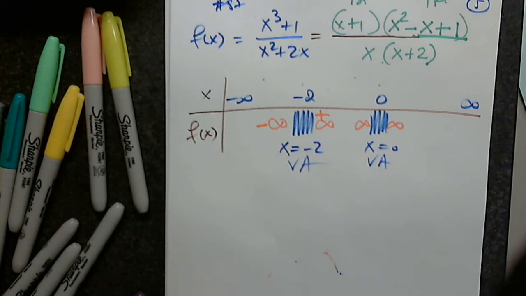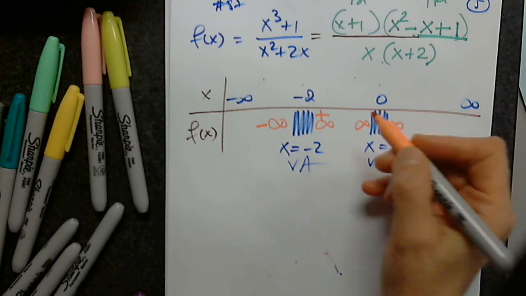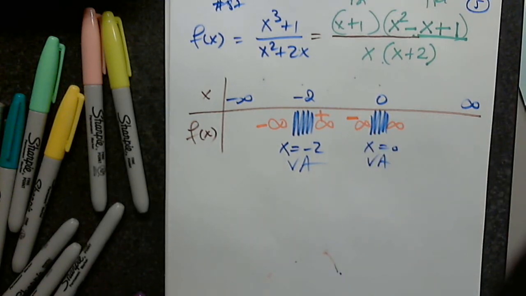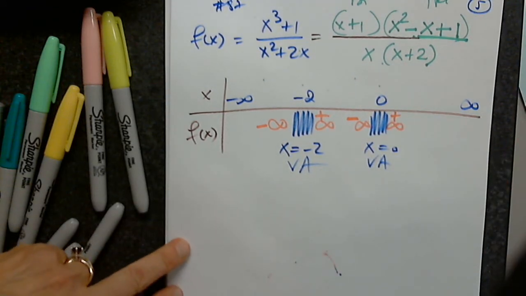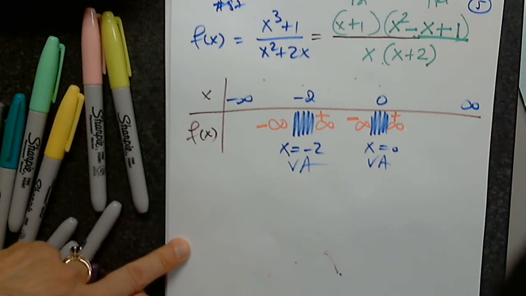Negative 0.1. Negative 0.1 plus 1. Negative 0.1 and negative 0.1 plus 2. 1 negative. Finally, with 0.1. 0.1 plus 1. 0.1 plus 1. Plus 2. Very good. Perfect. Good. Please, you cannot plug in 0 because it's a vertical asymptote.